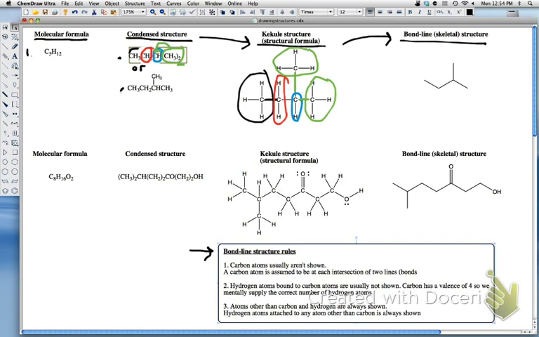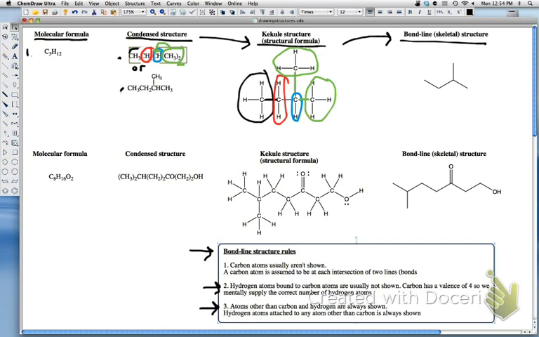The next thing we see is that hydrogen atoms bound to carbon atoms are usually not shown. Carbon has a valence of 4, so we mentally supply the correct number of hydrogen atoms, and that's important. We have to remember carbon has a valence of 4, so we add in the extra hydrogen atoms so carbon is making 4 bonds. And the last thing is pretty important: atoms other than carbon and hydrogen are always shown. If you have an oxygen or nitrogen or sulfur, those are always shown, because if you don't show it, you assume that it's carbon.